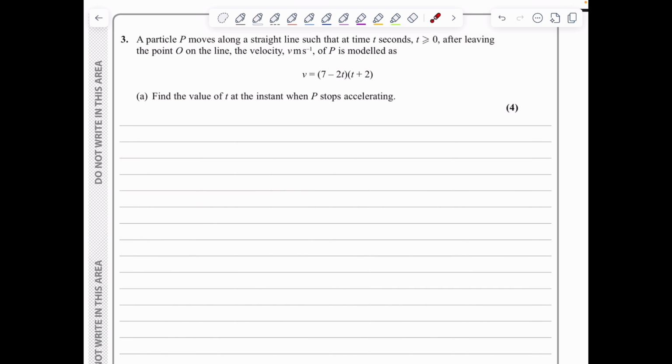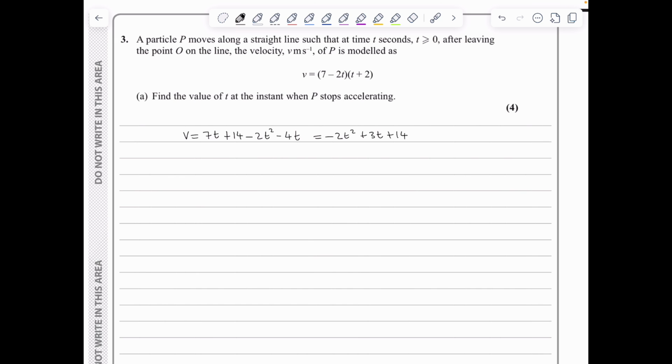In question 3, we've got the particle P moving along a straight line such that at time t seconds after leaving the point O on the line, the velocity v is given by this expression in terms of t, and we need to find the value of t at the instant when P stops accelerating. Now the first thing to do is expand the given expression for v, so we're looking at v being 7t plus 14 minus 2t squared minus 4t, which simplifies to negative 2t squared plus 3t plus 14.